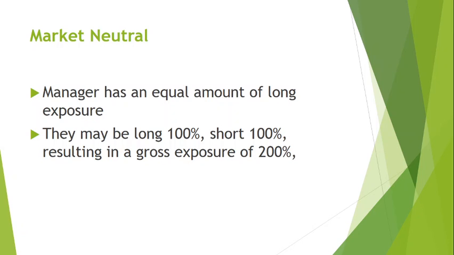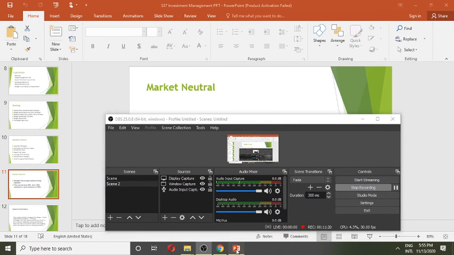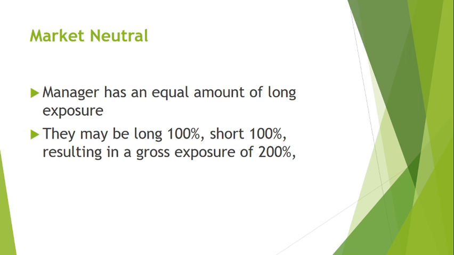Market neutral. This is a further extension of the absolute return strategy. With a market neutral strategy, the manager has an equal amount of long exposure as short exposure. For example, they may be long 100%, short 100%, resulting in a gross exposure of 200%. However, net exposure of 0%, hence market neutral.